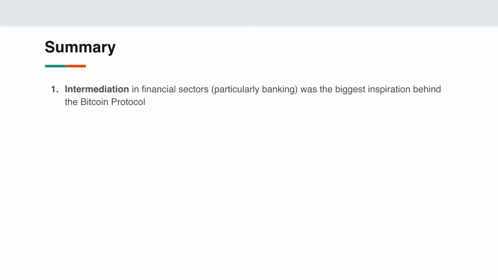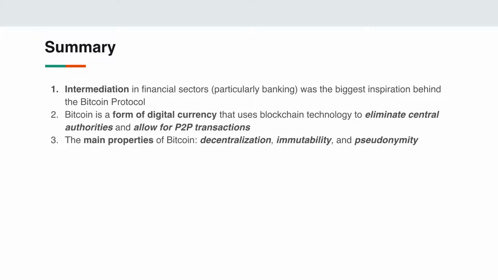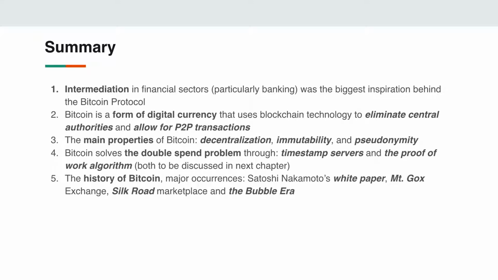Finally, let's end with a summary of our rather long lecture. 1. Intermediation in financial sectors, particularly banking, was the biggest inspiration behind the Bitcoin protocol. 2. Bitcoin is a form of digital currency that uses blockchain technology to eliminate central authorities and allow for peer-to-peer transactions. 3. The main properties of Bitcoin are decentralization, immutability, and pseudonymity. 4. Bitcoin solves the double spend problem through timestamp servers and the proof of work algorithm, both to be discussed in more advanced blockchain courses, books, or articles. And lastly, we went through the history of Bitcoin, exploring major occurrences from Satoshi Nakamoto's white paper, the Mt. Gox exchange, the Silk Road marketplace, and the pre-bubble and bubble eras.